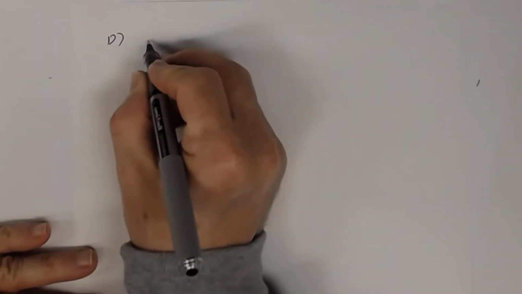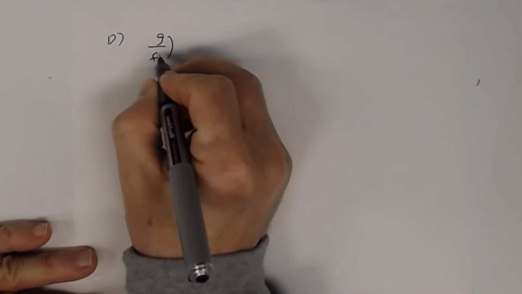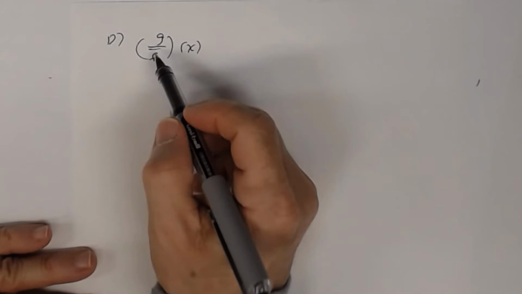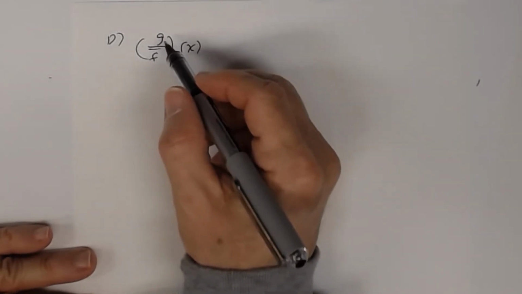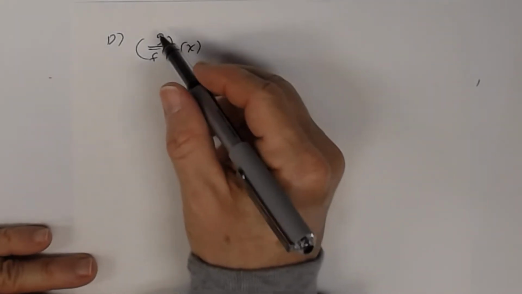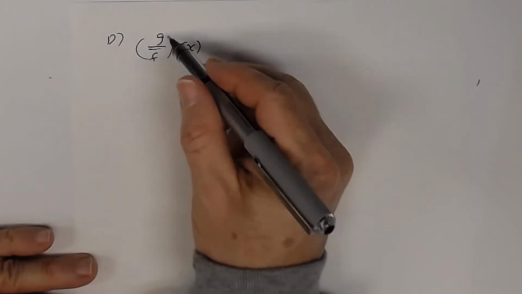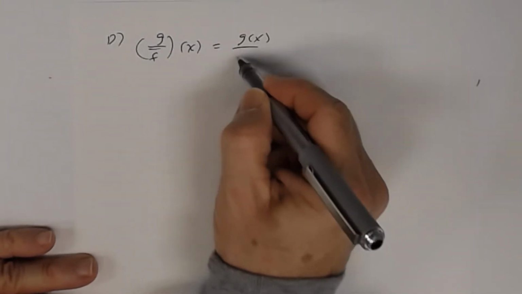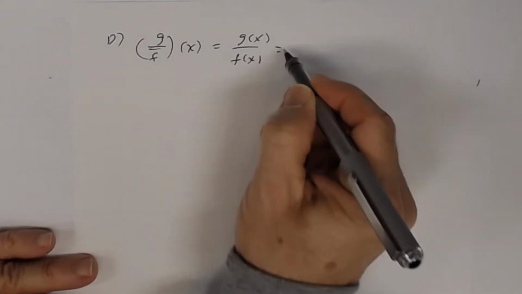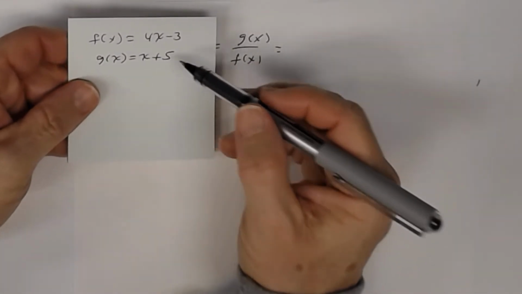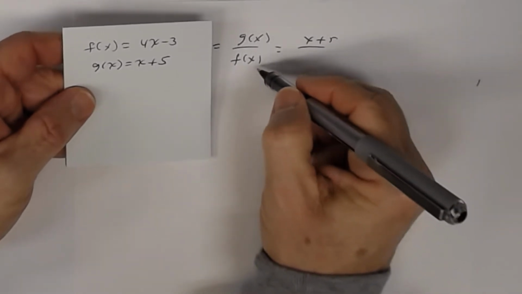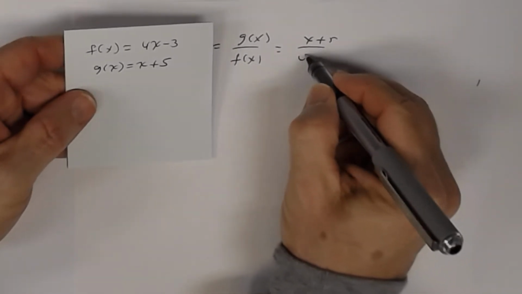All right, in letter D you have this notation. And notice that you're dividing, so that's a quotient right here. So remember, division, just like with subtraction, is not commutative, so the order does matter. So according to this, you must put g of x in the numerator. So that's going to be g of x divided by f of x. And g of x is this linear function, x plus 5, and then f of x is 4x minus 3.